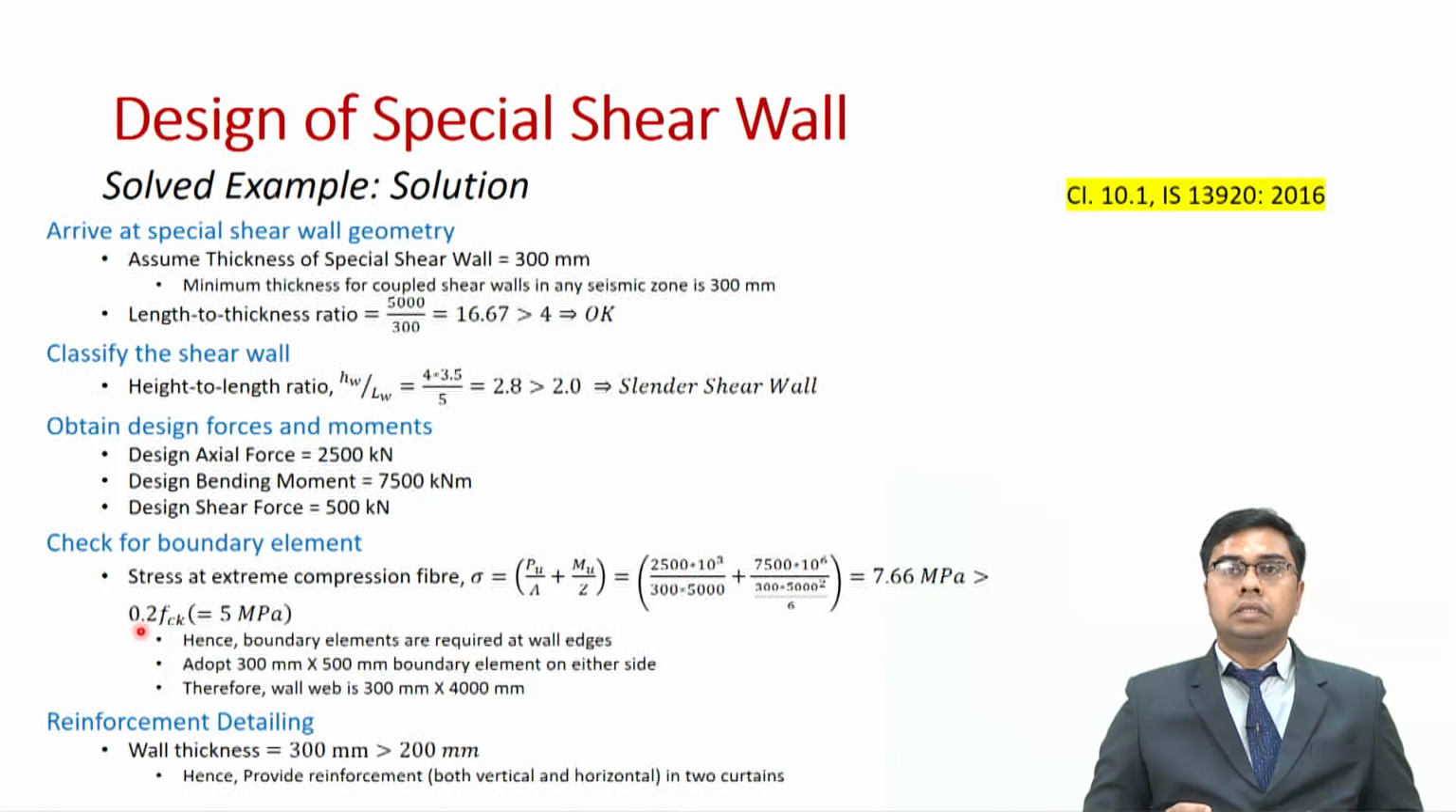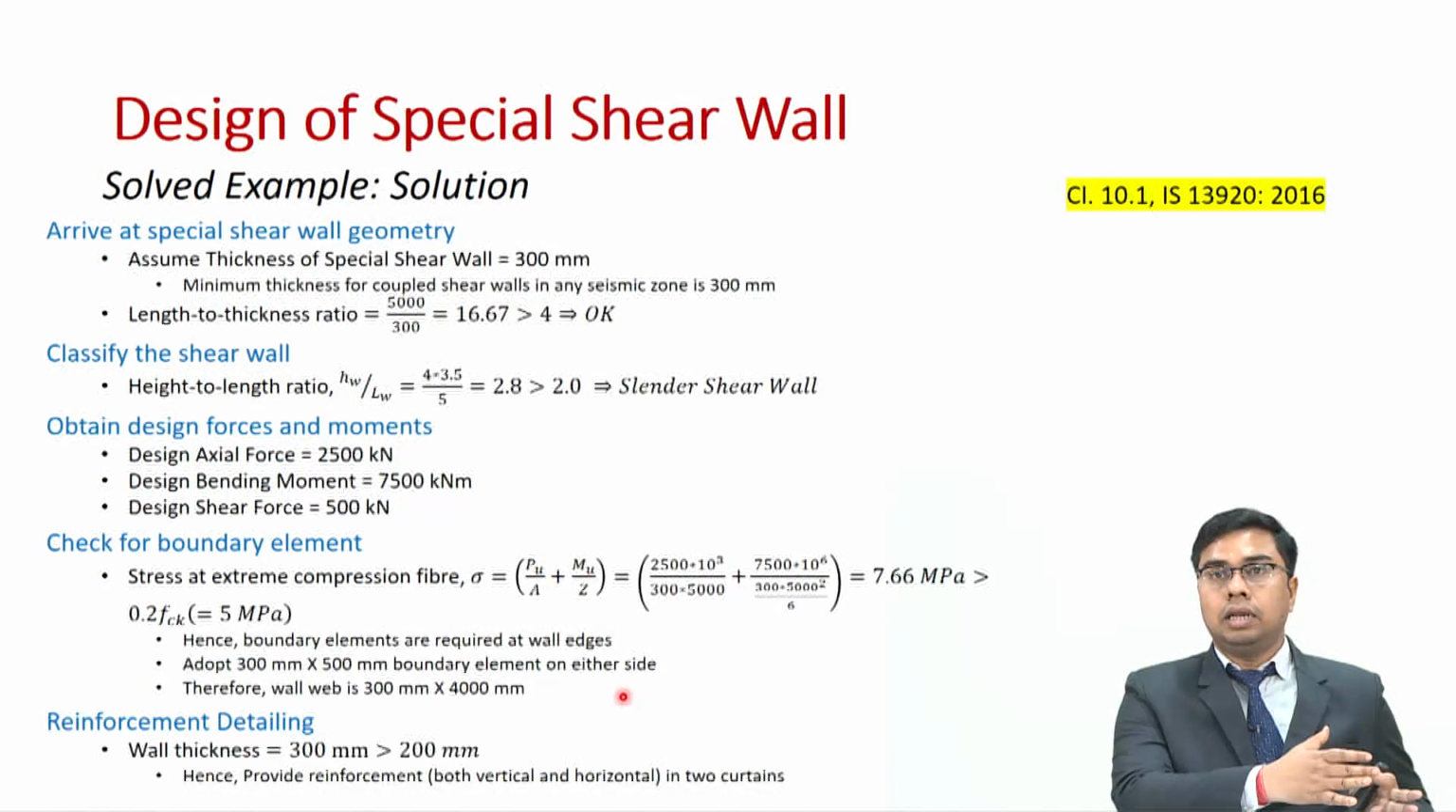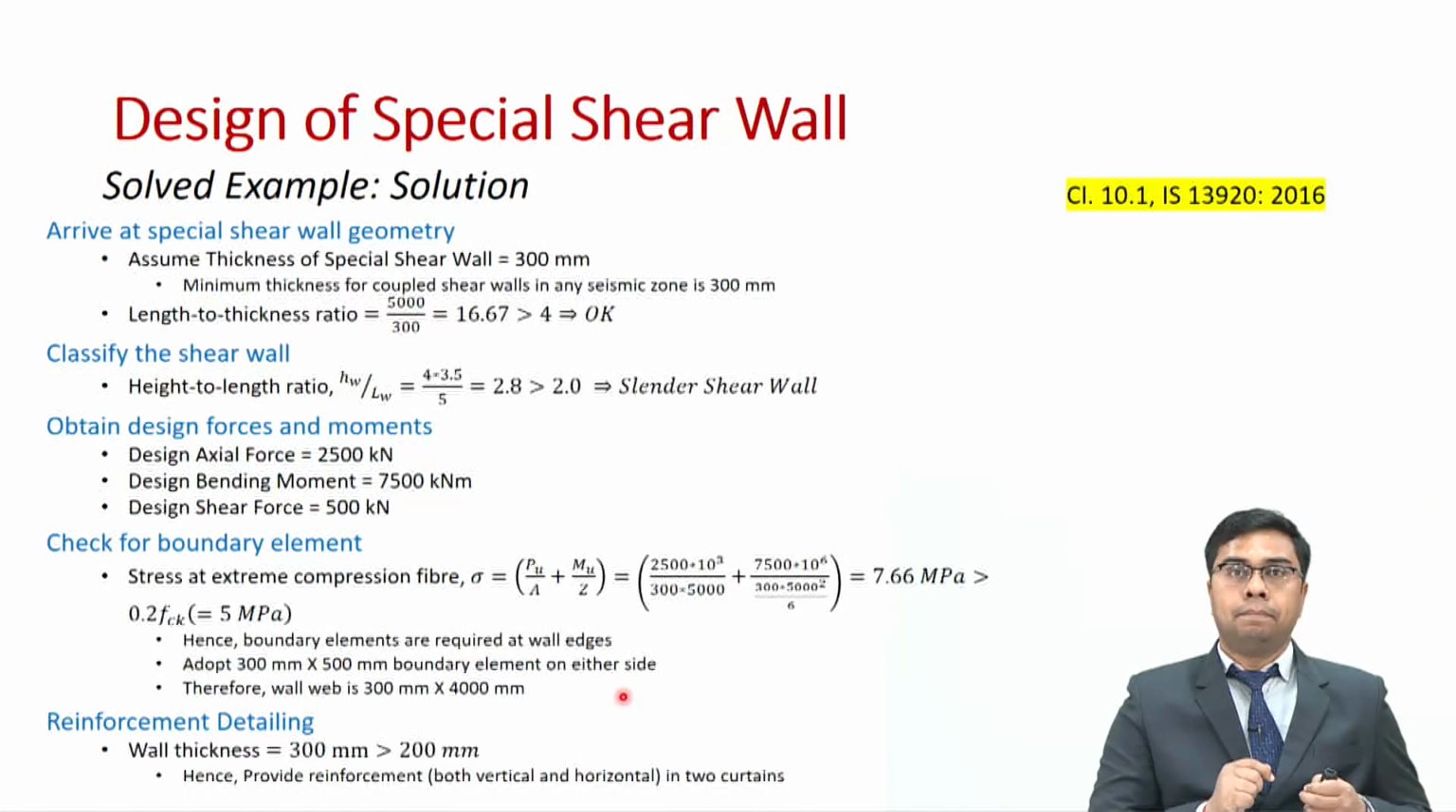Now, if you are providing boundary elements, you can provide boundary elements which have a thickness at least equal to the thickness of the wall. You can go for larger thickness, but since in this case we have already assumed the thickness of the special shear wall to be 300 mm, which is on the higher side, we have assumed that the boundary elements are flush with the wall, which means the dimension of the boundary element shall be 300 mm in the direction perpendicular to the wall plane.